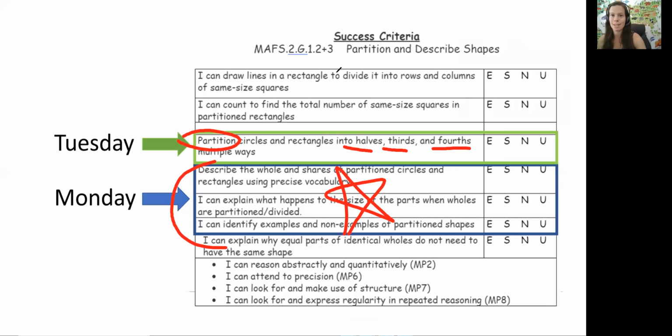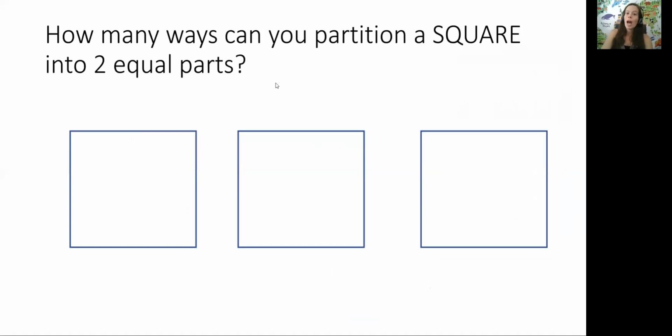Okay, let's practice. All right, so how many ways can you partition a square into 2 equal parts? So you can either just with your hand kind of do this because it's pretty simple. You can put it on paper, all right, or on a marker board or something at home. Show me different ways you can partition shapes into 2 equal parts.